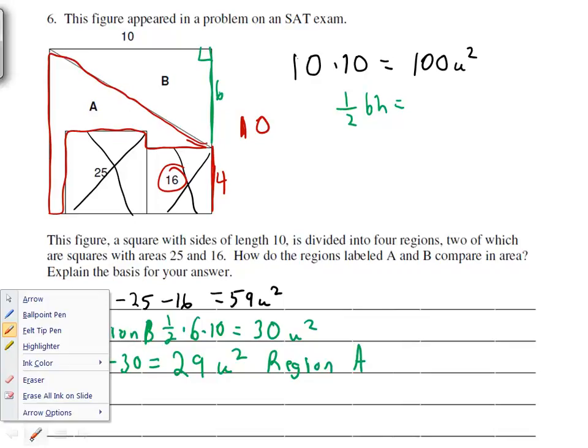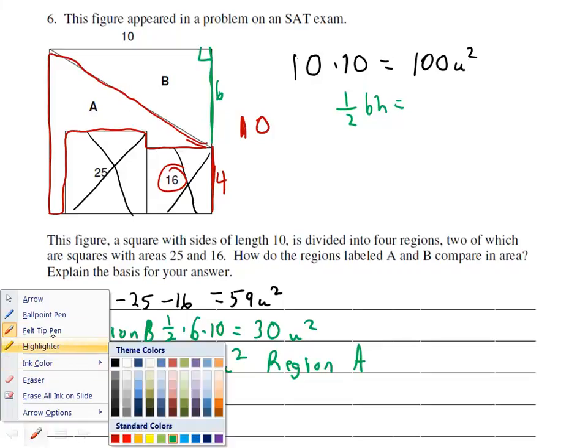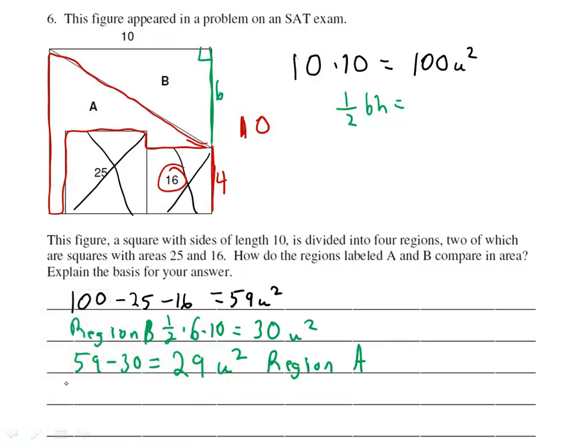So how do they compare in area? Well, very simply, region B is greater than region A because 30 is greater than 29. And that's it.